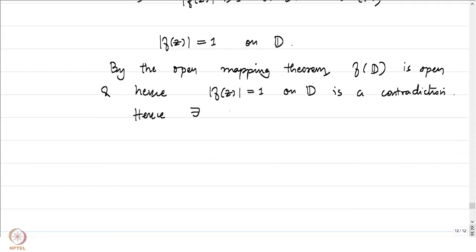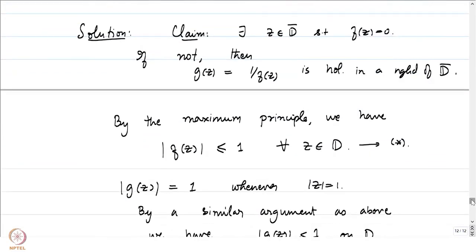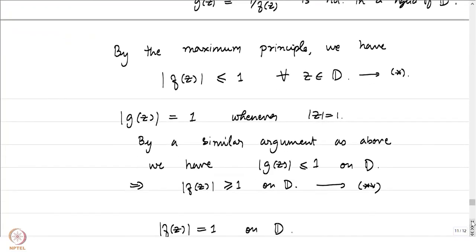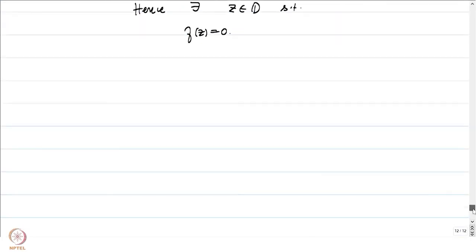There exists Z in D such that F of Z is equal to 0. So, what we have established is that there exists some Z in D bar. In fact, Z in D, we know that it is not going to be on the unit circle. So, there is a Z in D such that F of Z is equal to 0. So, we used the maximum principle and the open mapping theorem to conclude this. Of course, we still have not concluded that every W is going to be in the image. So, in particular, let's pick now some W in the unit disk.